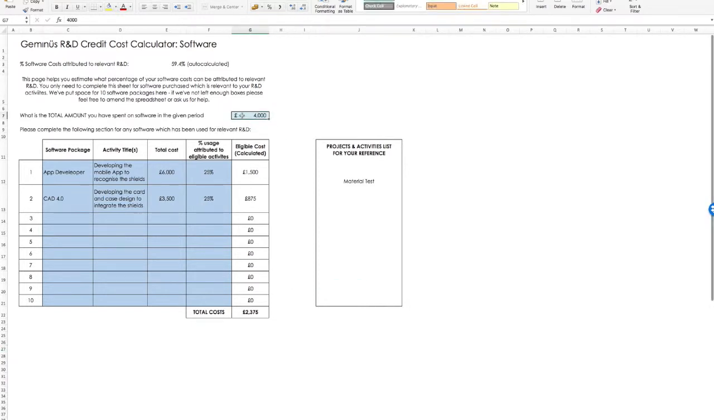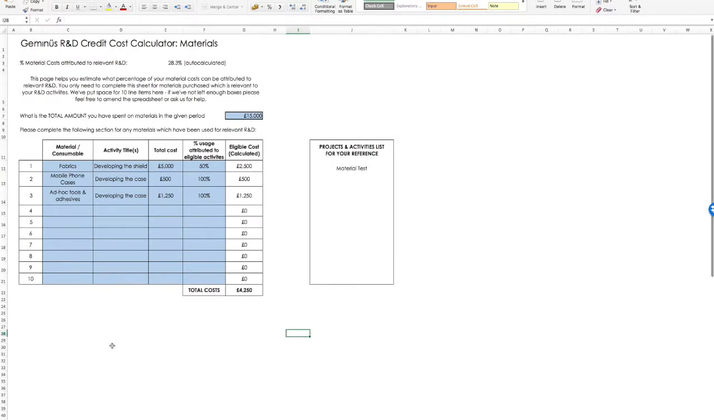We enter our total and you can see the pattern here. We enter the name of the software package, the activity title, the total cost, and that could have been a one-off purchase cost as long as it was within the given financial period, or it could be the sum of a series of monthly payments, but either way you have to provide a percentage usage figure and then the eligible claim is calculated.